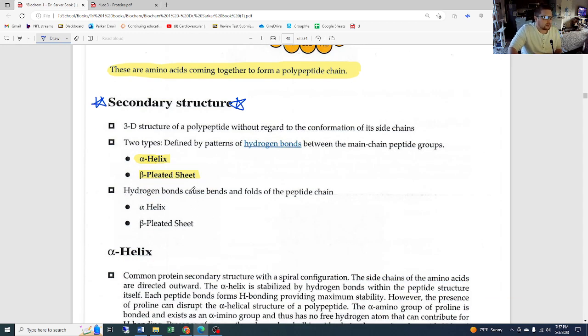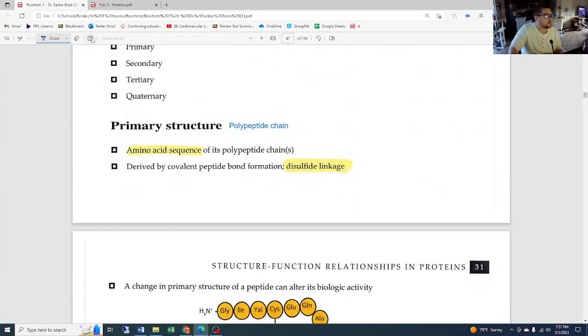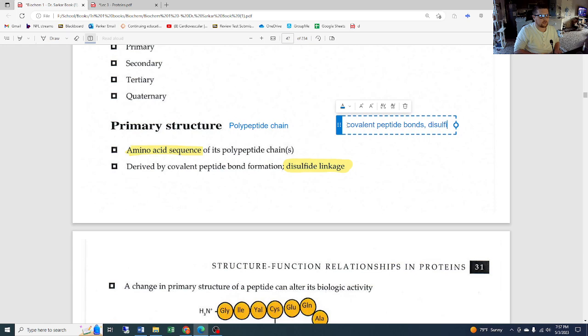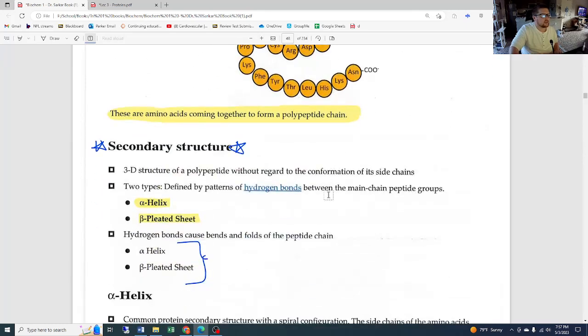The hydrogen bonds cause the bends and the folds of the peptide chains to form these. So if we're looking at bonds, the bonds of the primary structure are primarily due to covalent peptide bonds, and also, depending on the protein, disulfide linkage. That could pop up as a question. So your secondary structure is your hydrogen bonds. Any question they ask about what type of bond forms your secondary structure, what type of bond forms your alpha helix or your beta pleated sheet? Hydrogen bonds.